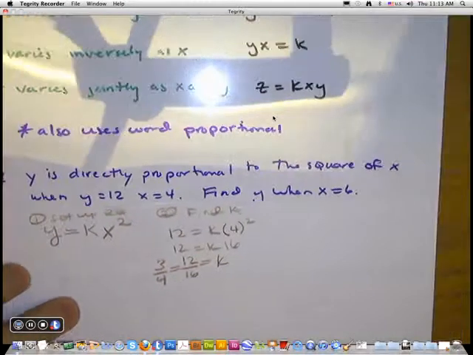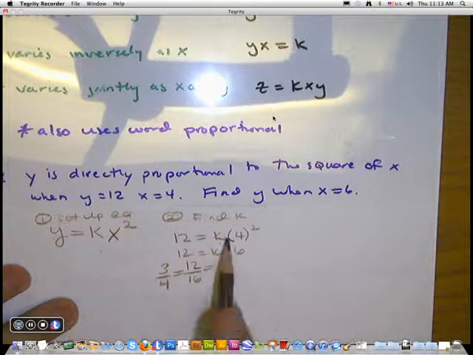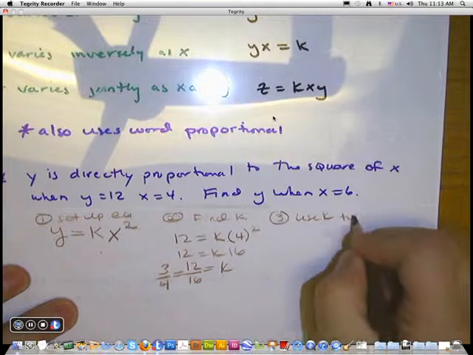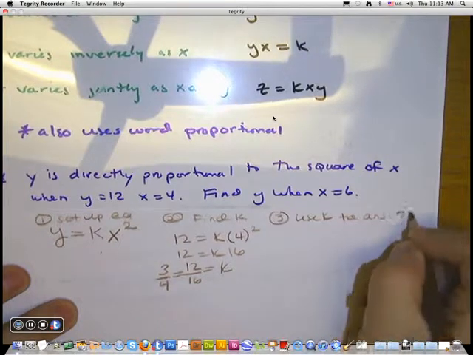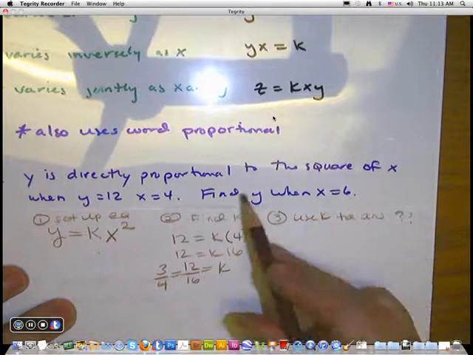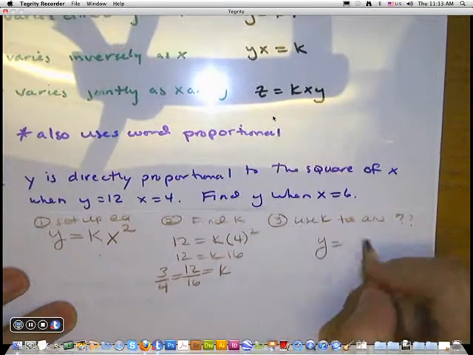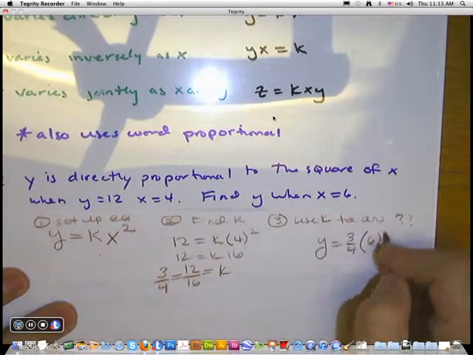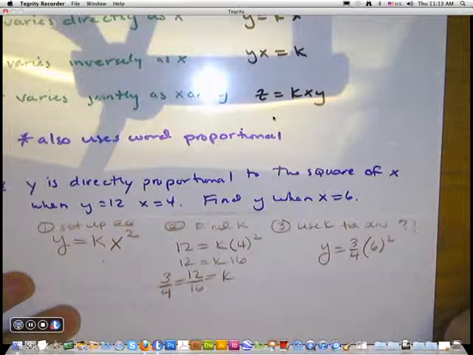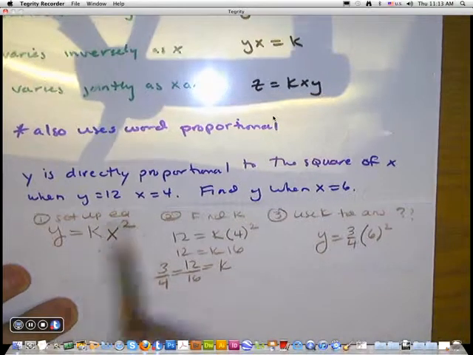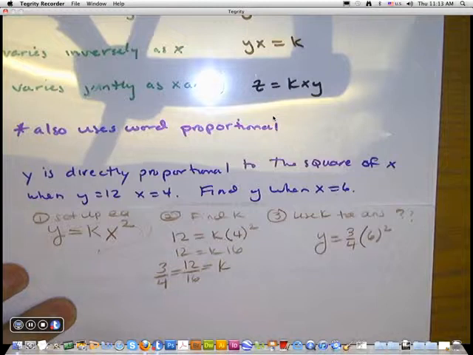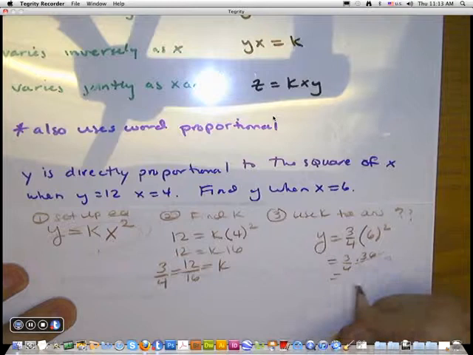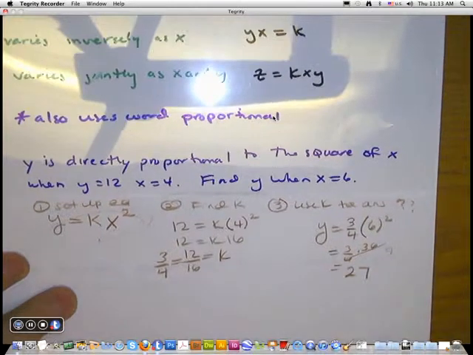All right, so we set up the equation, we find k. And then the third thing is we're going to use k to answer the question. So it says find y. I know what k is. I just found it. When x is 6. So all I'm doing is substituting. But I have to know my original equation to know to substitute correctly. So this is 3/4 times 36, which reduces to 9, and a total of 27.